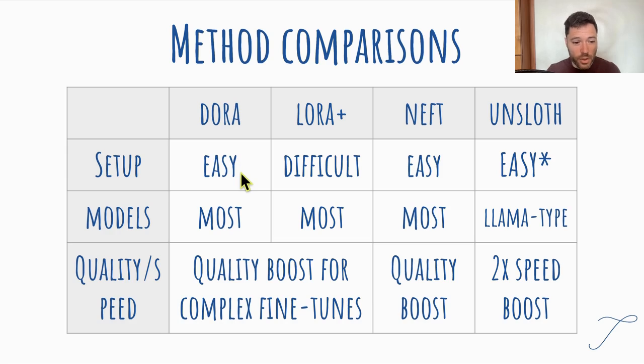In general, using DoRA is easy. It's just adding the use DoRA parameter and then setting the LoRa magnitude vector to trainable. NEFT is very easy as well. You're just adding one flag to the SFT trainer. LoRA Plus is a bit more difficult because you need some custom code right now in order to modify the optimizer, but I'll show you that, and it's not too long.